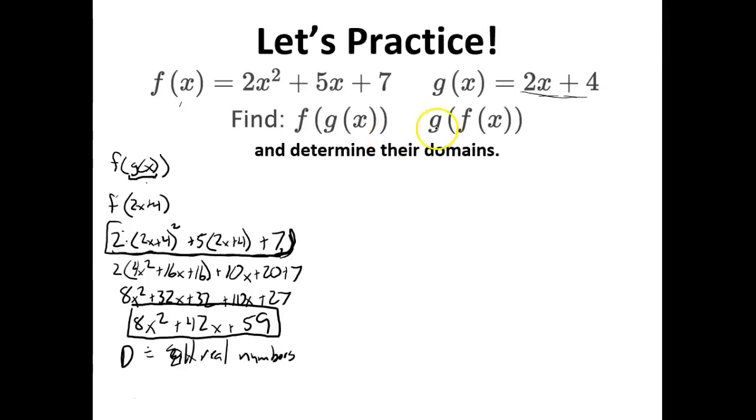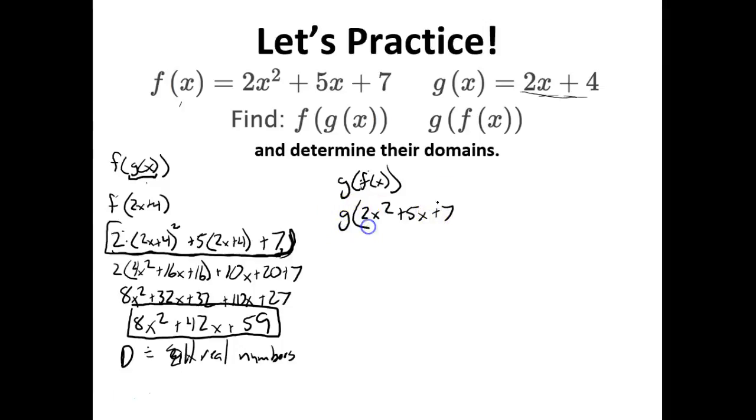Okay, so then g of f of x means to take x, put it into the function f. When we put it into the function f, we're going to put it into this set of directions and get this out. So we would get out 2x squared plus 5x plus 7.